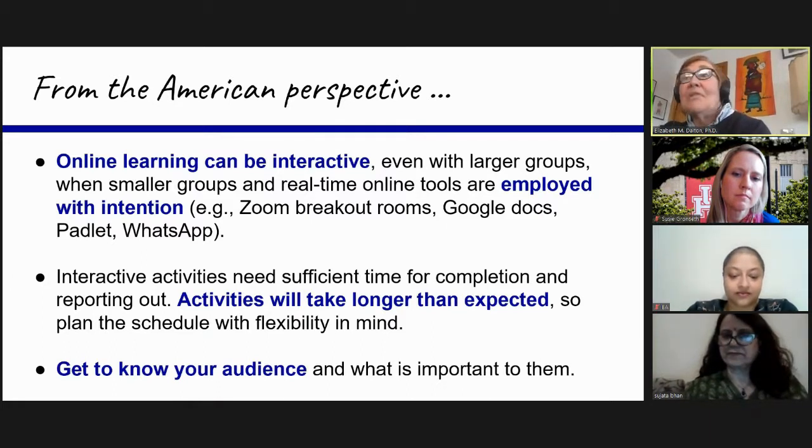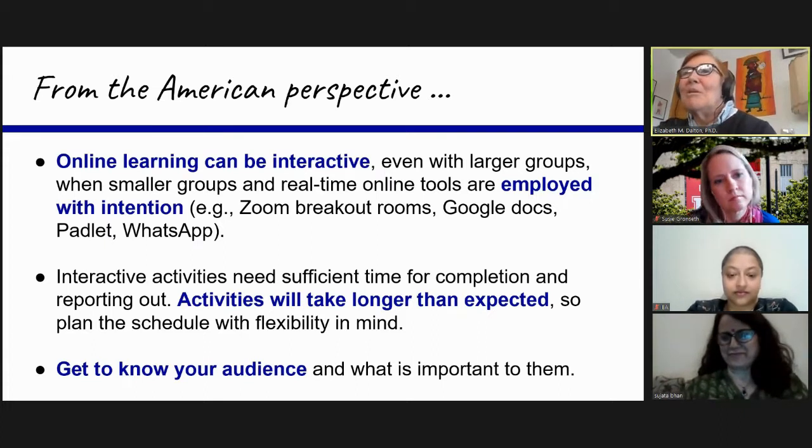Some of the interactive activities, though, really take a lot of time. That's one of the things that I've learned as a teacher: activities are always going to take longer than expected, just like this webinar is taking longer than expected because we ran into some technology issues. So we need to plan with flexibility in mind.